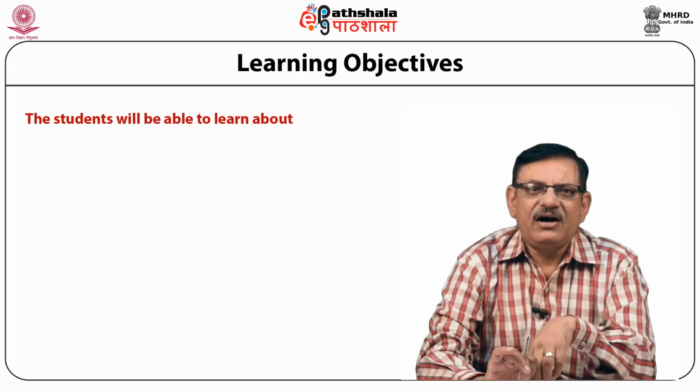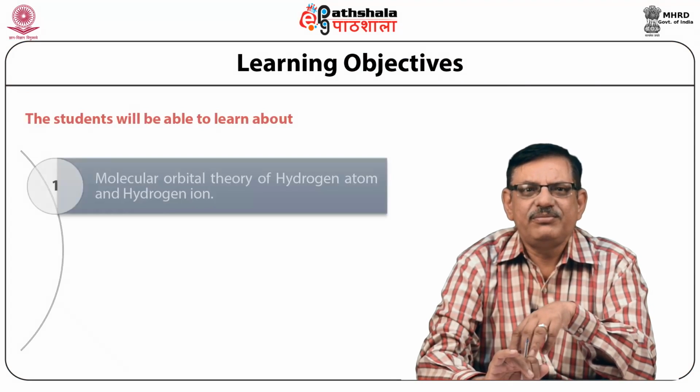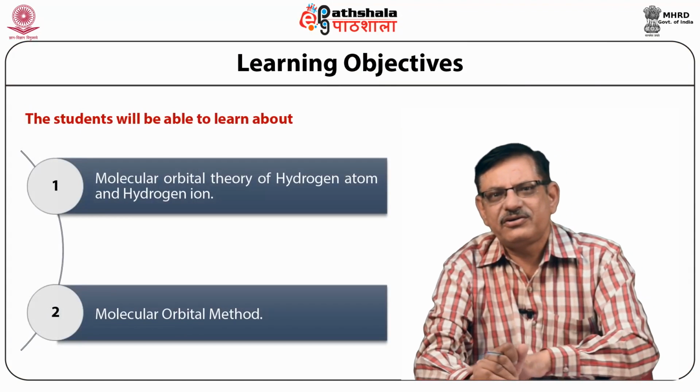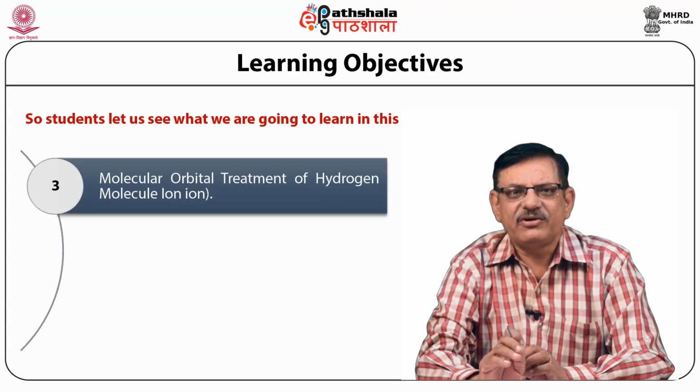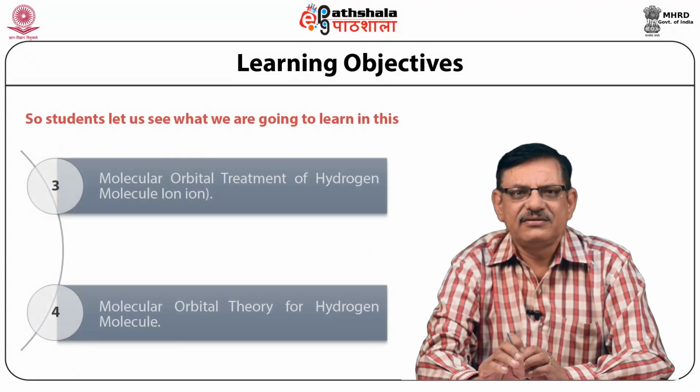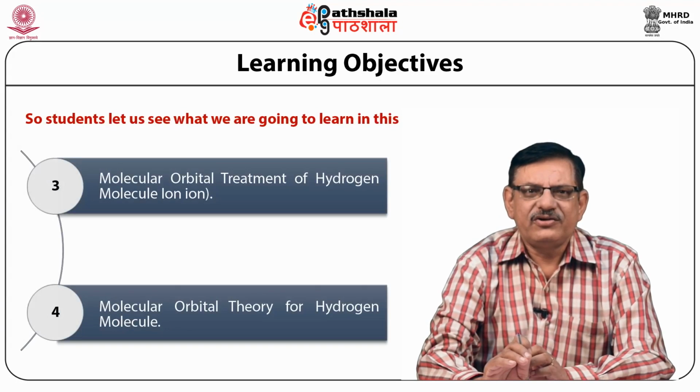Today we will talk on molecular orbital theory under the paper Atomic, Molecular and Laser Spectroscopy. After completing this module, we will be able to learn the molecular orbital method, the molecular orbital treatment of the hydrogen molecule ion, and molecular orbital theory for the hydrogen molecule.